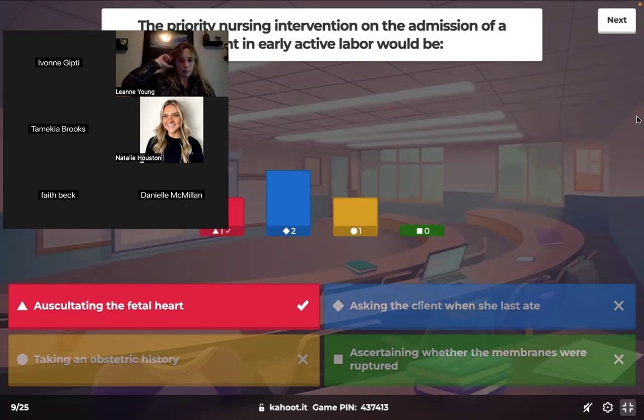Okay. We can ask the client questions whenever we're doing the admission history, after we've gotten the patient on the monitor, we've checked her cervix, and we've called the provider to tell them that they're here. Then we can start asking them the questions about their history and when they last had intake. But our number one priority is getting that baby on the monitor.